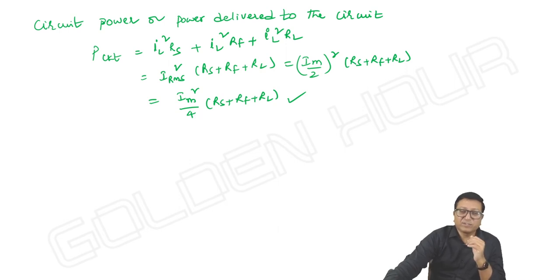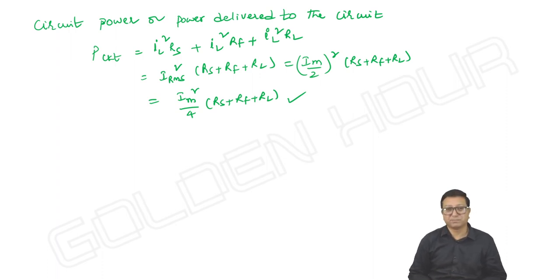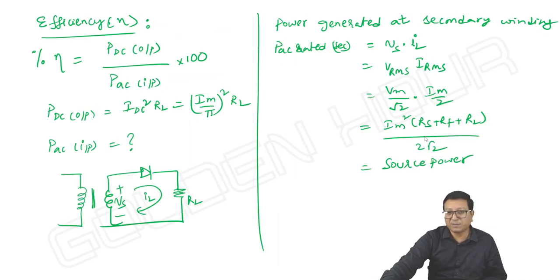Always what we expect is, under ideal conditions, the power generated at the source is equal to the power absorbed by the circuit. Is it not so? But here the power absorbed by the circuit is different from, it is less than, the power generated or power delivered by the source. There is a conflict.